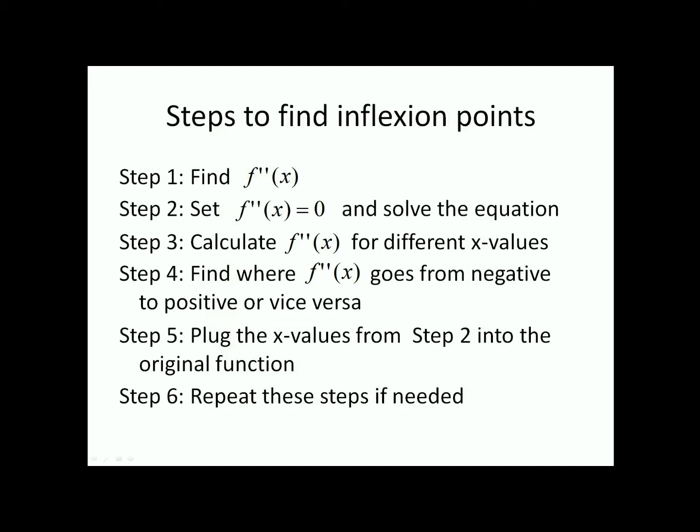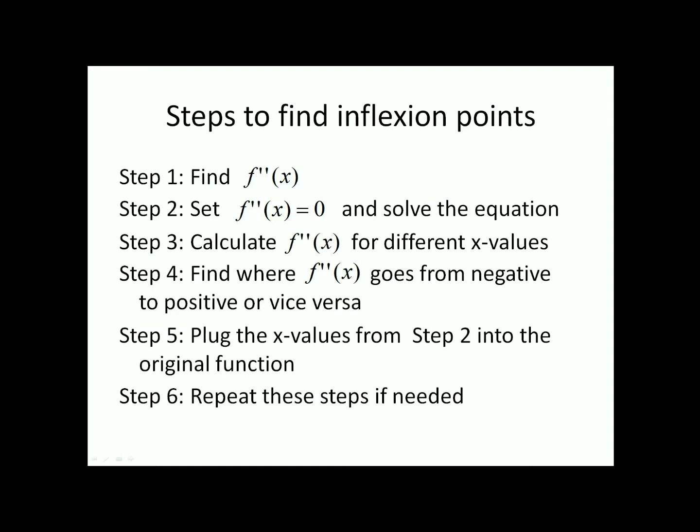So the first step is we find the second derivative, we set whatever equation we get equal to 0, and we solve that equation. Then we calculate what the second derivative is for different values of x, and find where that second derivative goes from negative to positive around those values of x. Then if we find that's true, we can plug that back in to step 2 to find the y coordinate, and then repeat again if we have more than one x value. Like I said, obviously this is not going to make much sense unless you watch the other video, so if it doesn't, then it's probably best to watch it as well.